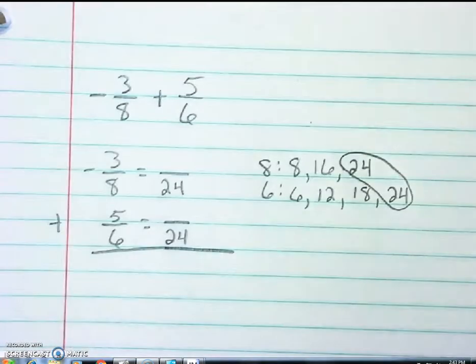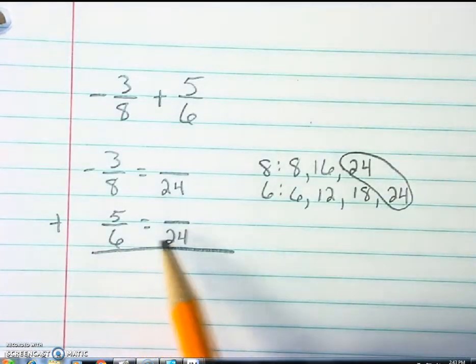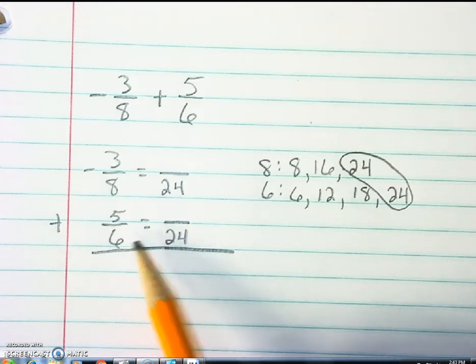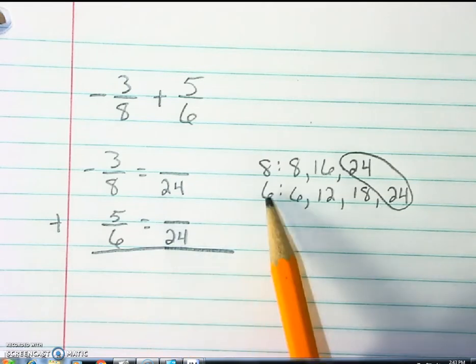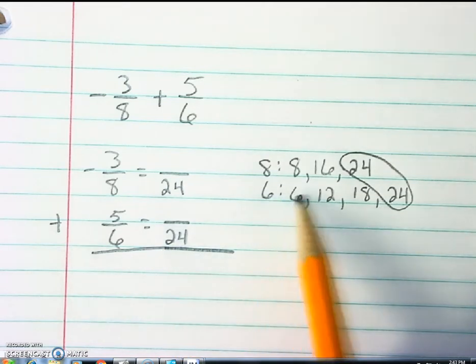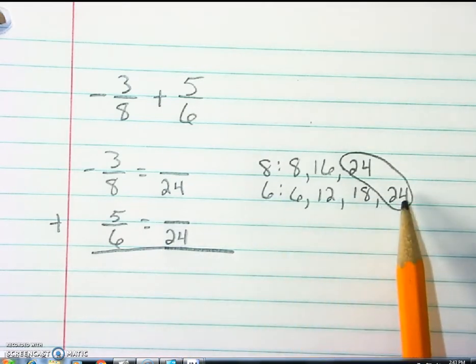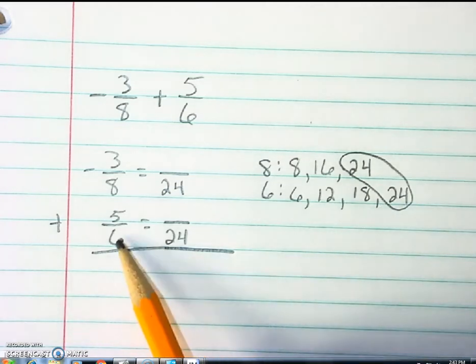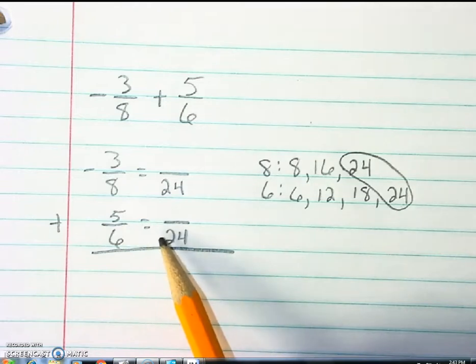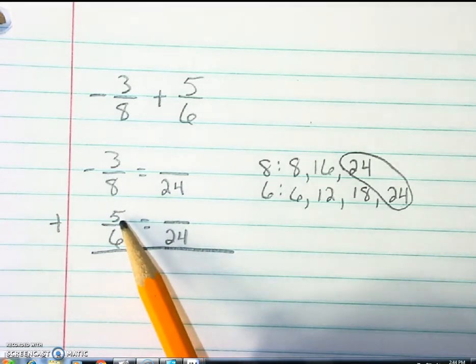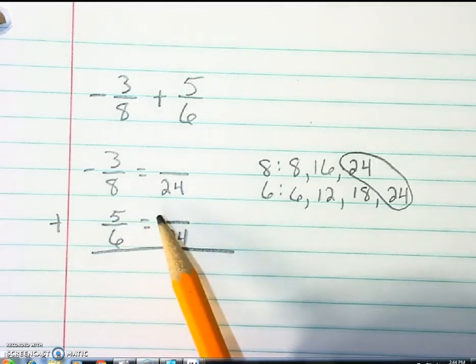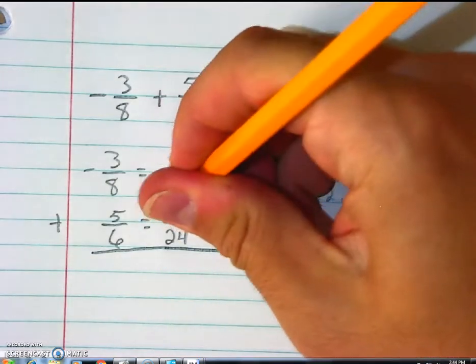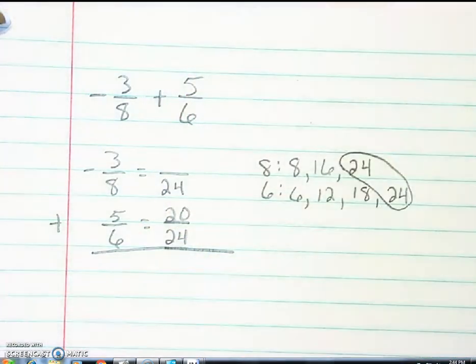Now, anytime our denominator changes, our numerator must also change. To get from 6 to 24, you can see here that we multiplied by 1, 2, 3, 4. 6 times 4 is 24. If we multiply our denominator by 4, we must also multiply our numerator by 4. 5 times 4 will give us our new numerator.